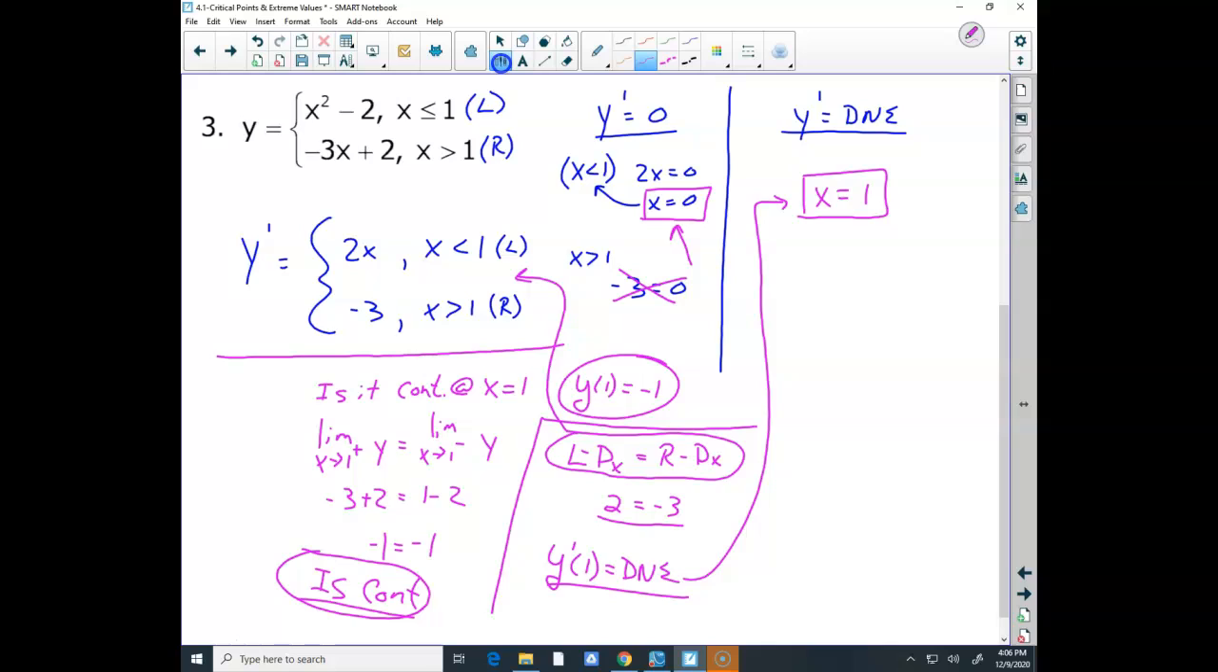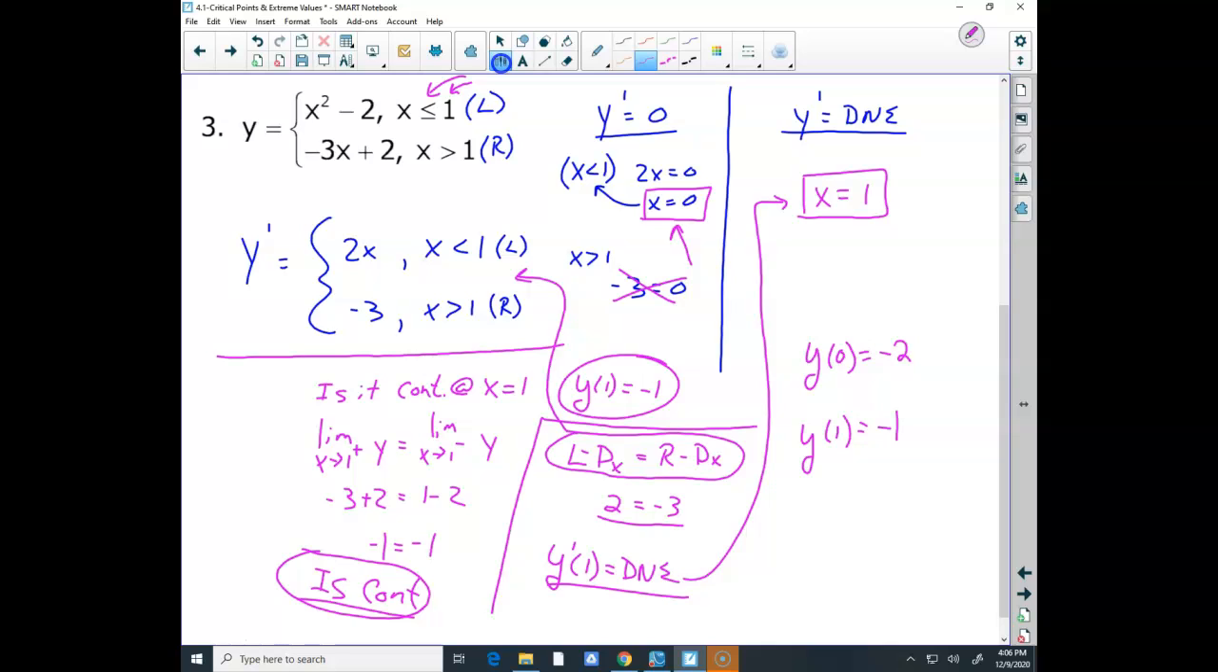And then what am I going to do? I'm going to evaluate these two. So now I want to know what y of 0 is. Y of 0, 0 is going to fit into this piece, right? So y of 0 equals negative 2. And what is y of 1? Y of 1 fits into that same piece. Y of 1 is negative 1.